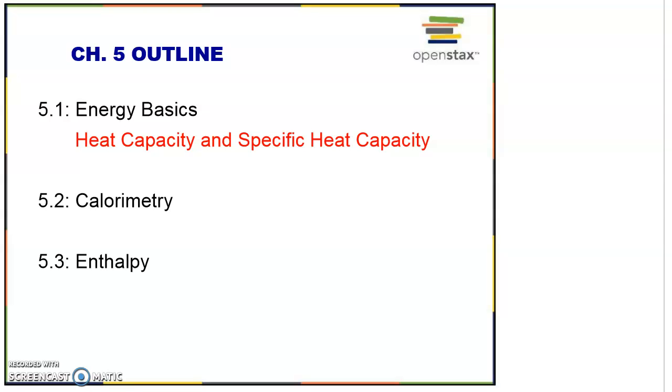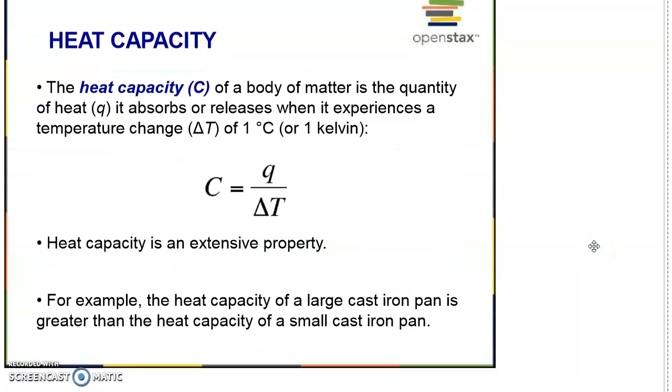In this video, you will learn about heat capacity and specific heat capacity. What is heat capacity? The heat capacity of a body of matter is the quantity of heat it absorbs or releases when it experiences a temperature change of 1 degree Celsius. Okay, so let's just, by definition, we are going to see some examples later on. And heat capacity is an extensive property.